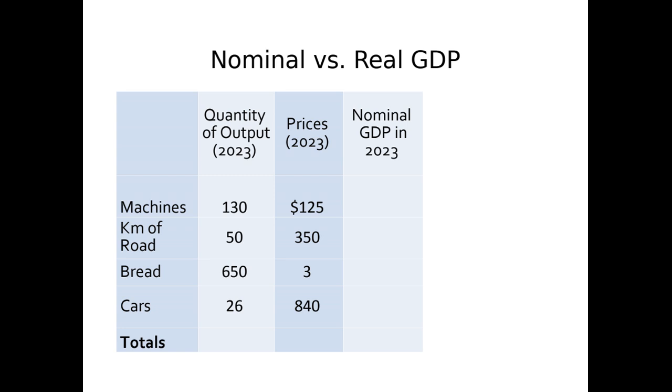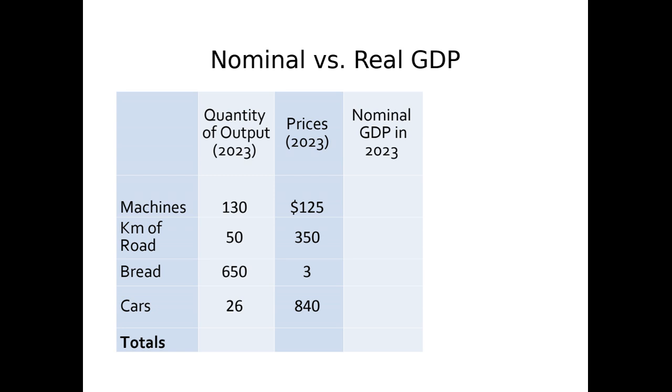So for machines, the price is $125. For kilometers of road, $350 per kilometer, $3 per bread, and per car is $840. These are fictitious numbers. Notice that in the price column, I have taken prices for the same year, that is 2023. I am calculating GDP for 2023, so I'm using the same year price, 2023.